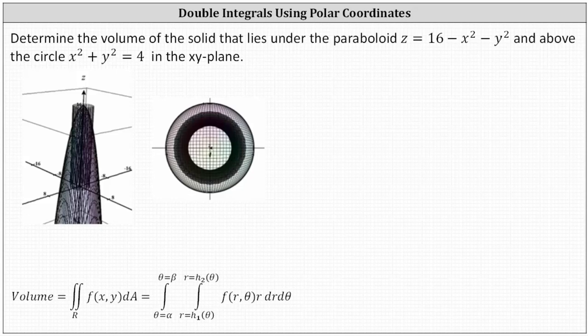Determine the volume of the solid that lies under the paraboloid z equals 16 minus x squared minus y squared and above the circle x squared plus y squared equals 4 in the xy plane. Let's first look at this graphically.